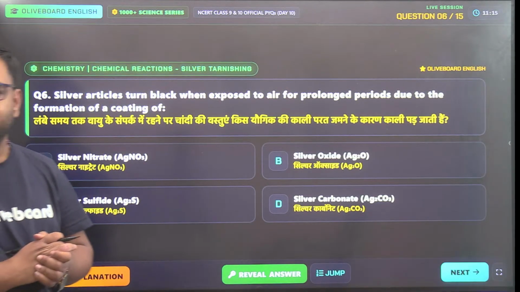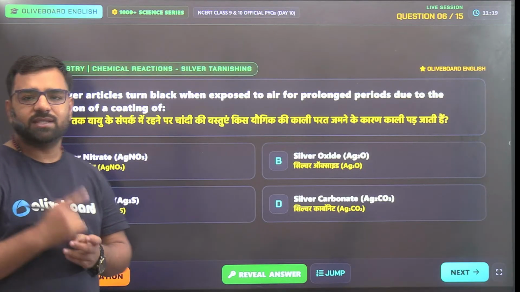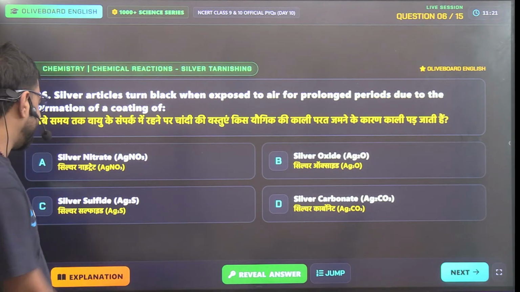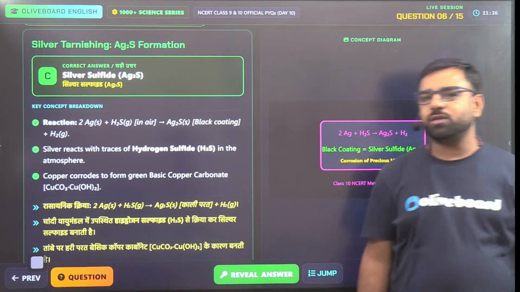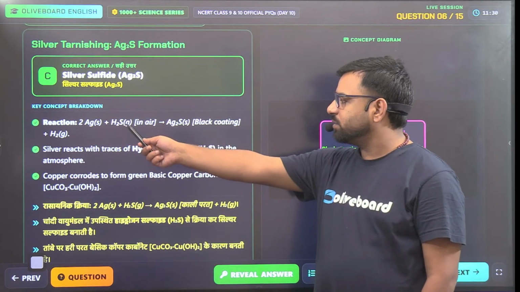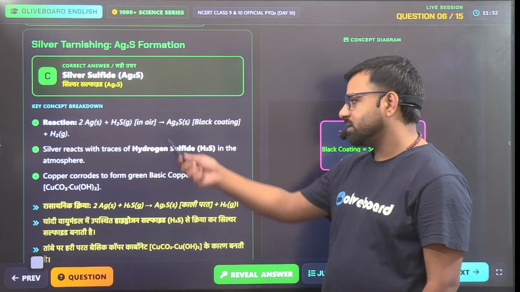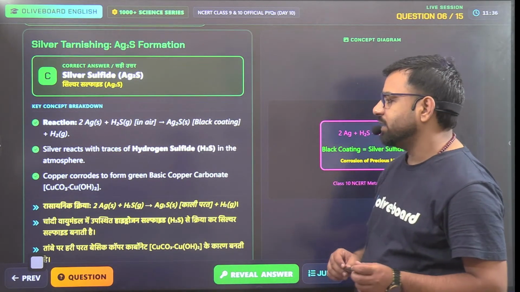Ankita, try to answer. I have already given you the hint. So when it reacts with the hydrogen sulfide, it forms Ag2S. And Ag2S? Yeah, now you're correct. That is Ag2S. Option number C is correct, right? So that's from the corrosion topic of chemistry. So Ag, when reacting with the H2S, forms Ag2S, that is black coating, plus hydrogen gas is released. So silver reacts with the traces of hydrogen sulfide in the atmosphere.